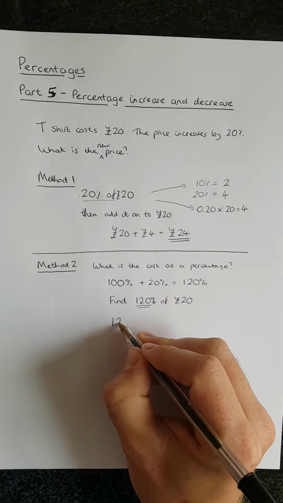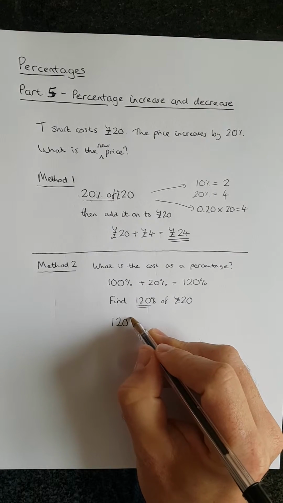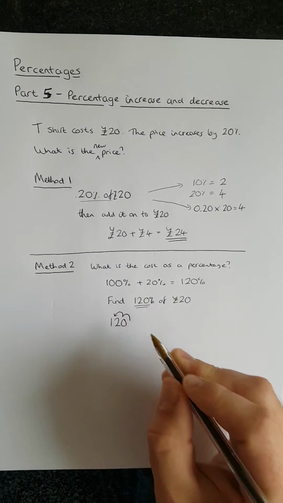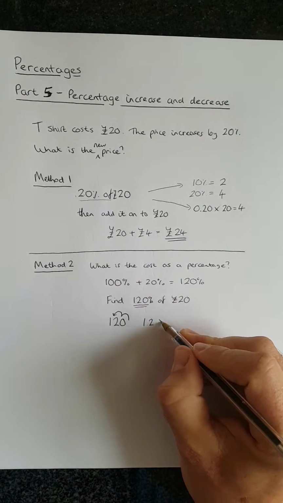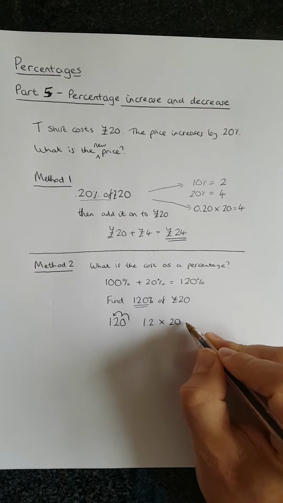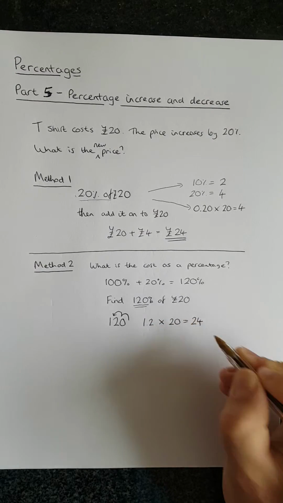Well, let's move the decimal point back 2 places. 1.2 that will give me. So it's 1.2 times 20 is 24.